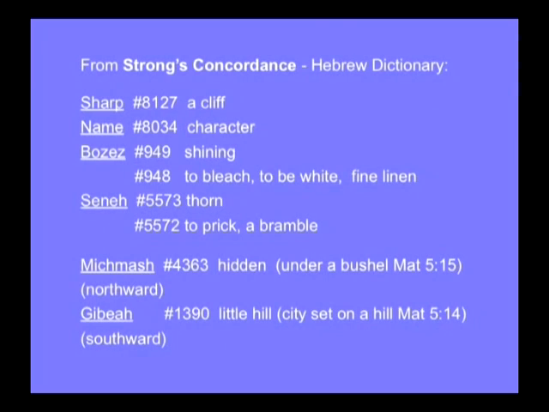Again, referring to Strong's Hebrew Dictionary, the word sharp, number 8127, literally means a cliff. And the word name, number 8034, means character. The name Bozez, number 949, is shining, and it comes from a root word, number 948, to bleach, to be white, fine linen. The word Seneh, number 5573, is thorn, coming from a root word, number 5572, to prick, a bramble. And Michmash, number 4363, means hidden, like under a bushel, that is brought out in Matthew 5:15. And its direction is northward. Gibeah, direction southward, number 1390, means little hill, similar to the passage in Matthew 5:14 that says a city set on a hill.